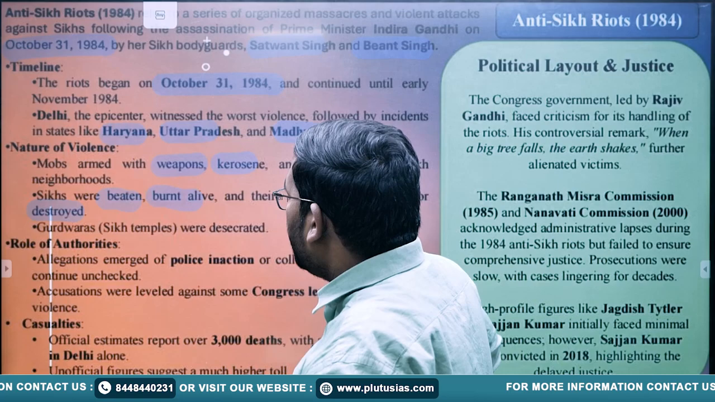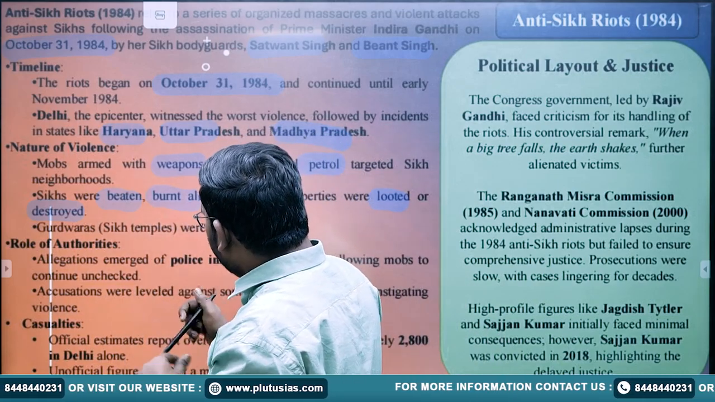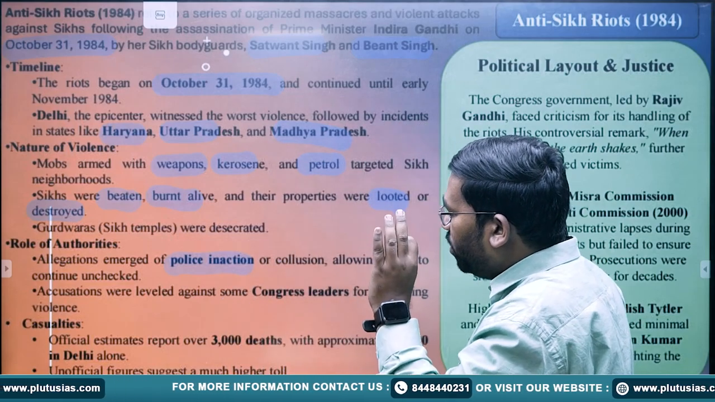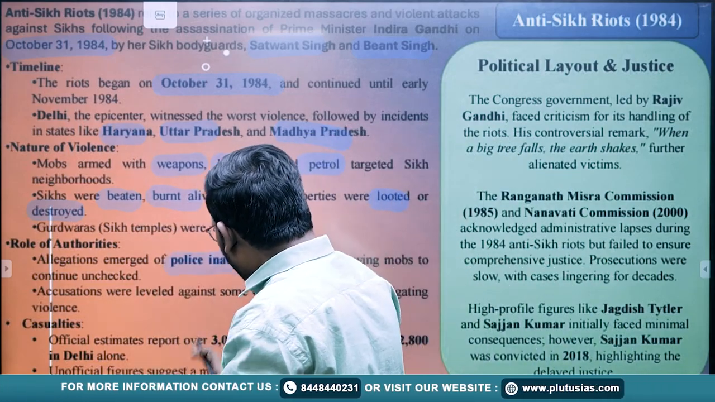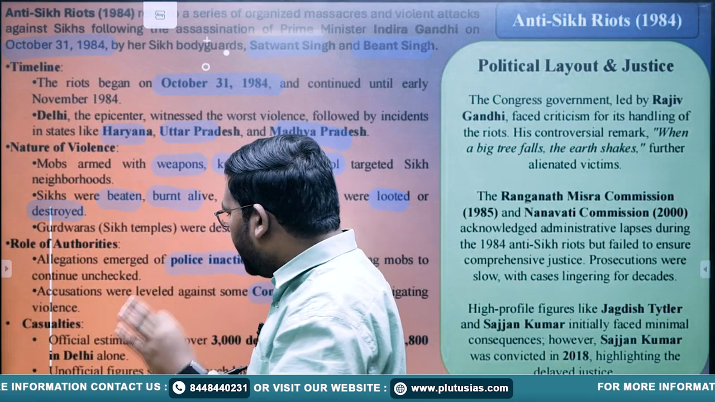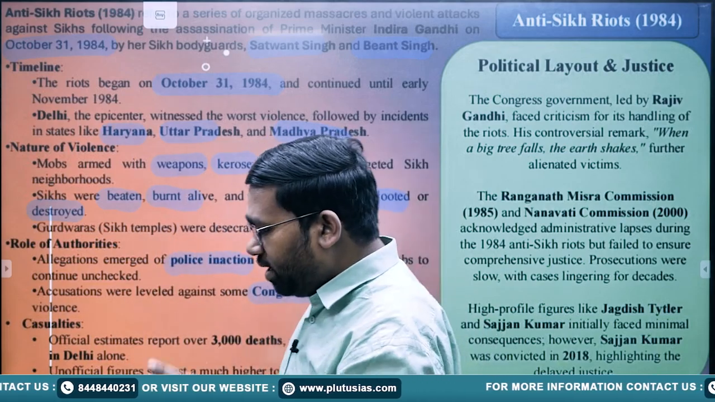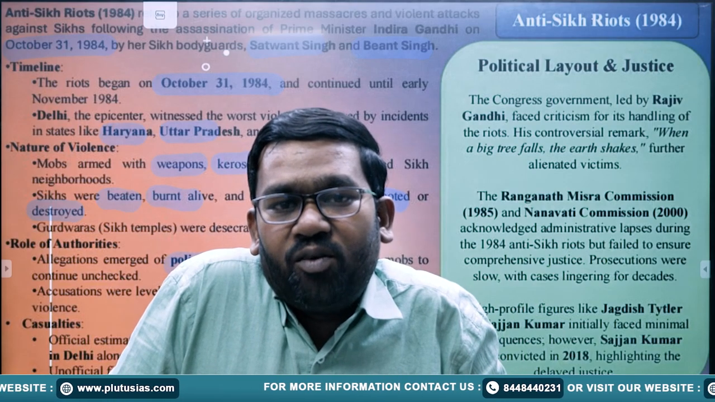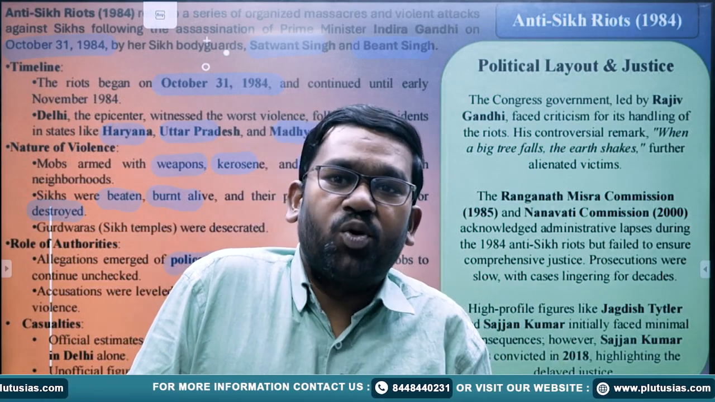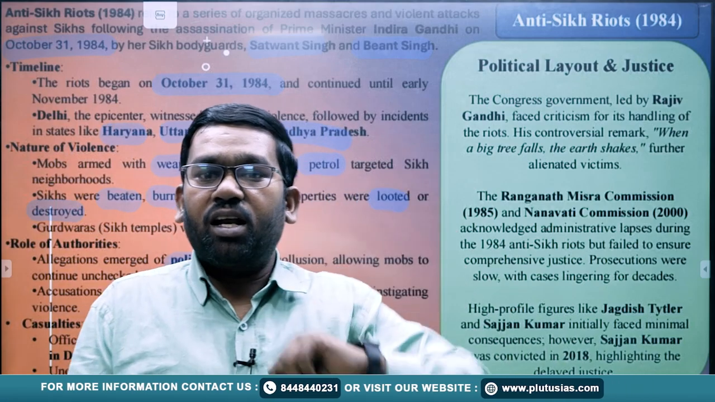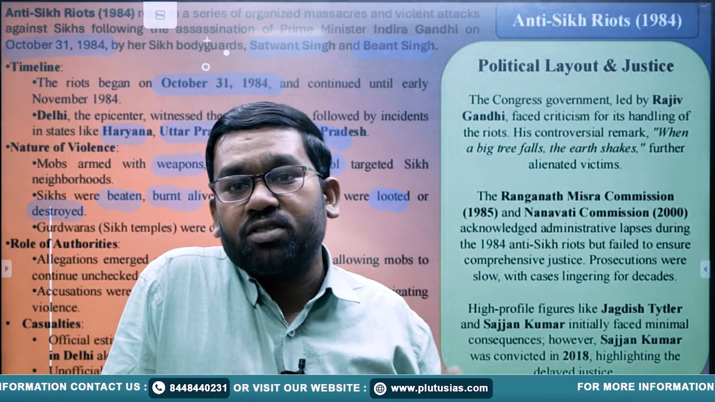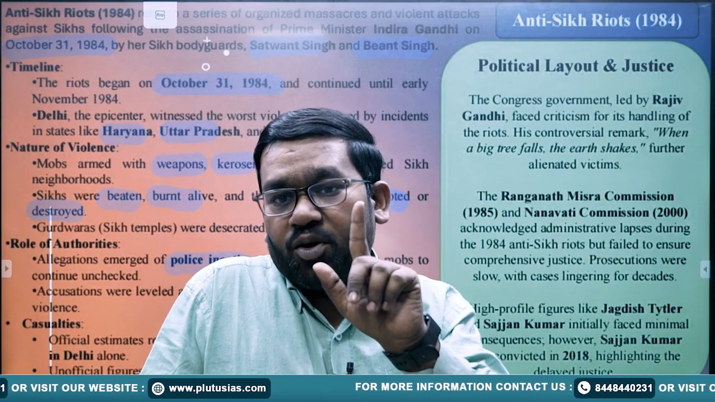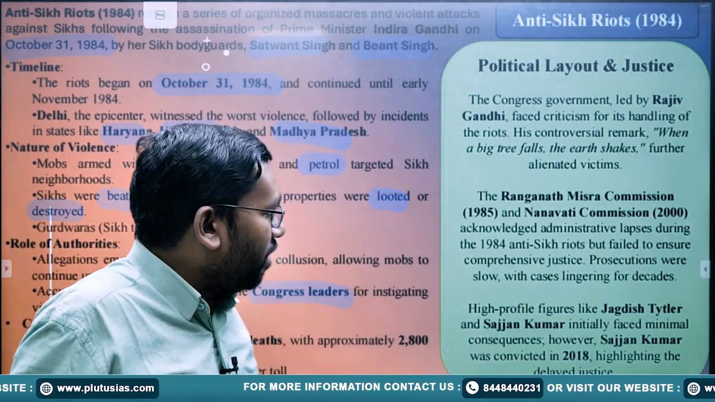This has happened. So what is the role of the authorities? Allegations emerge of police inaction or collusion, allowing the mobs to continue unchecked. Accusations were leveled against Congress leaders for instigating the violence. And the biggest charge has been laid on our Prime Minister. It is claimed that Rajiv Gandhi did not call for the reserve forces, who are mostly situated in Meerut. Meerut se aane mein 4 ghante lagte reserve force ke. But he called reserve forces to contain the violence only after 3 days, that is 72 hours. So he is blamed for that, hai na?